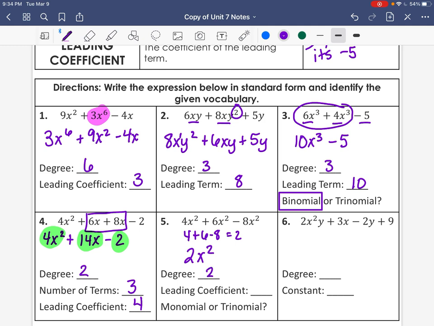So the degree for this is 2. Remember, the exponents don't change when you're adding and subtracting. The leading coefficient is 2, because that's the only coefficient. And this is a monomial. So because we have no pluses or minuses, when we get finished combining, it's a monomial. It's just this one single term. And so it's a monomial.